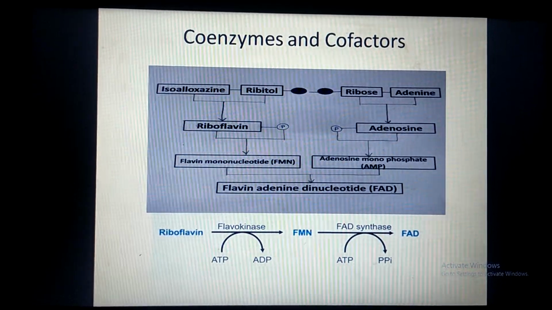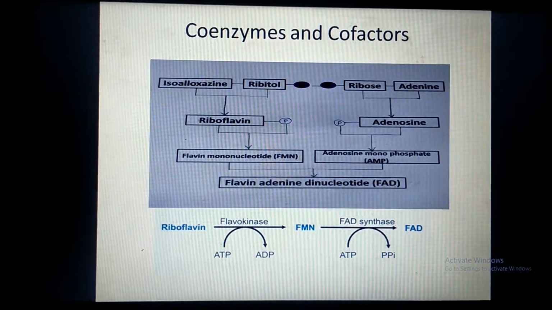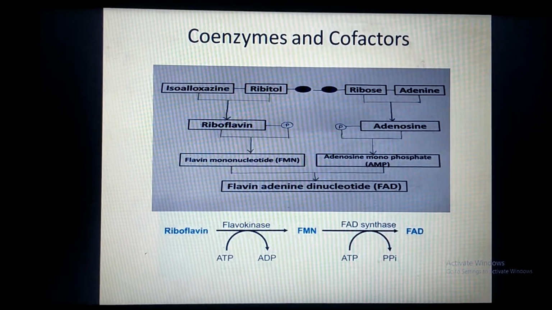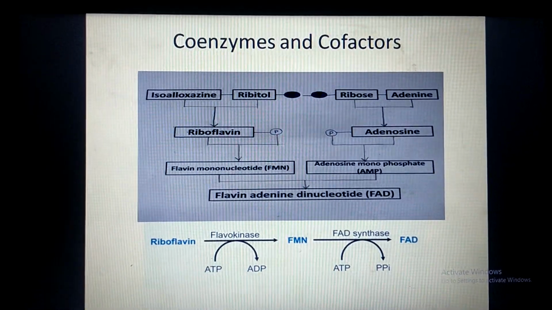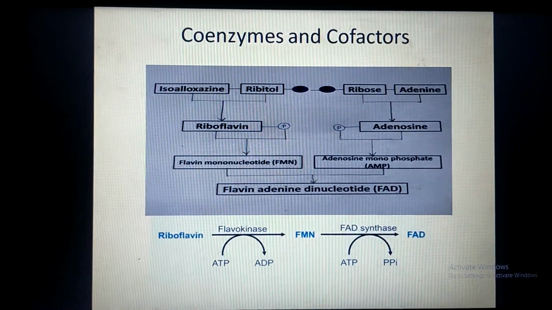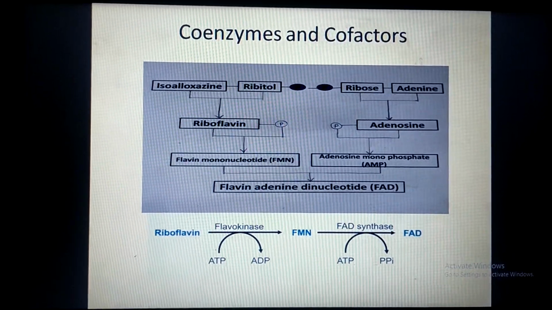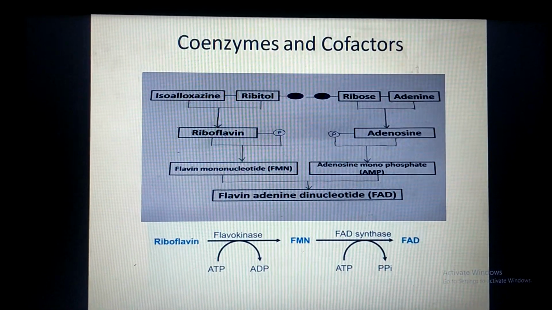This is the structure of FAD and how it is synthesized in the body. Riboflavin, that is vitamin B2, is acted upon by an enzyme called flavokinase. This enzyme removes a phosphate bond from ATP and adds that phosphate bond to riboflavin to form a nucleotide, FMN.